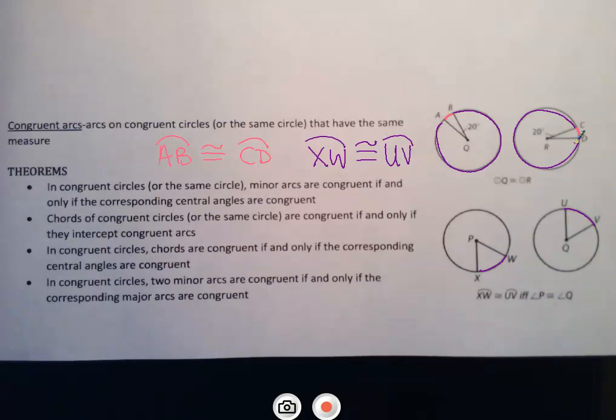All right, then some other theorems. In congruent circles, minor arcs are congruent if and only if the corresponding central angles are congruent. So we kind of used that today. Chords of congruent circles, or the same circle, are congruent if and only if they intercept congruent arcs. We learned the converse of that in 8.2, I believe. The next one: in congruent circles, chords are congruent if and only if the corresponding central angles are congruent.